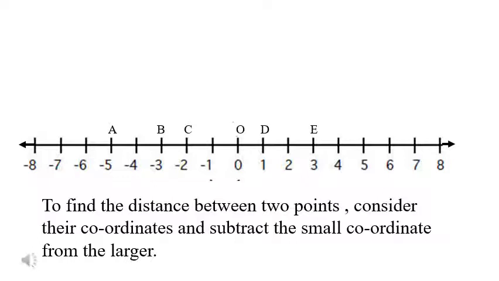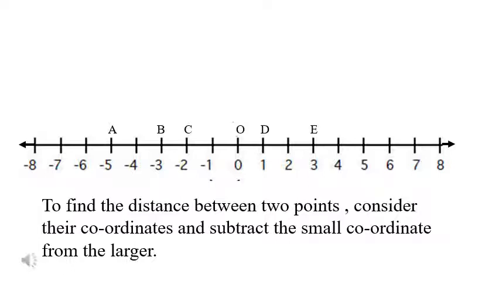Now to find the distance between 2 points, we first need to know the coordinates of each point and subtract the smaller coordinate from the larger one. Take an example of A and B. If I ask you the distance between points A and B, I need to know the coordinate of A, that is -5, and the coordinate of B, that is -3. Which is the bigger one? Yes, -3 is the bigger one. As we move from 0 to the left hand side, the value goes on decreasing. So the smaller one is -5 and the larger one is -3.